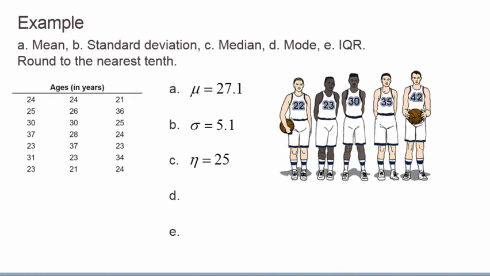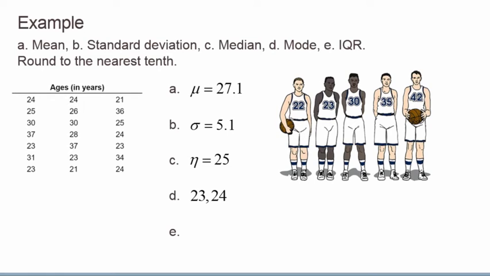For the mode, we want the numbers that are mentioned the most, or most frequent. We have 24 4 times. We have 23 4 times. So our mode is 23 and 24.